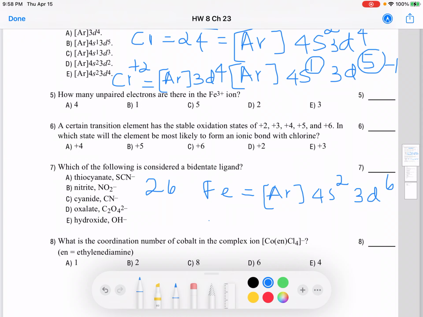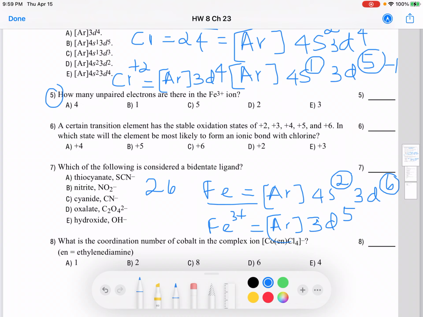So in iron 3 plus, we are doing number 5. It's asking how many unpaired electrons are there in the iron 3 plus ion. So first we have to find out the electron configuration for iron 3 plus. So this is for iron. 3 plus would be 3 electrons lost. First these 2 will be gone, and then it's going to lose 1 from the 3d6. So then it would be argon and 3d5 when 1 electron is lost.